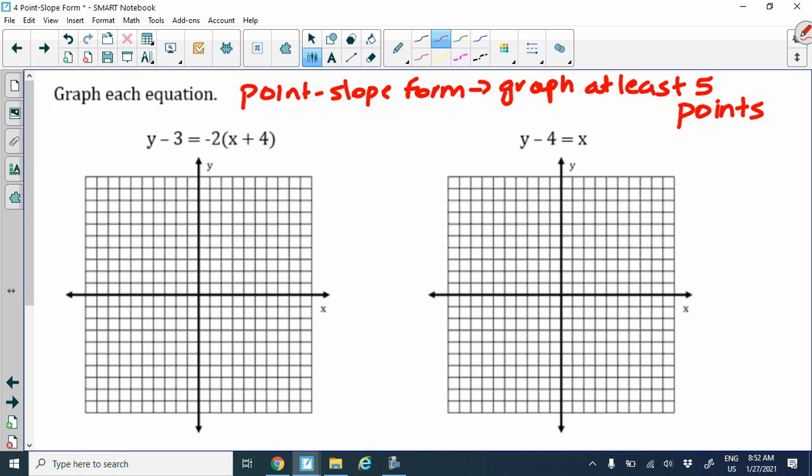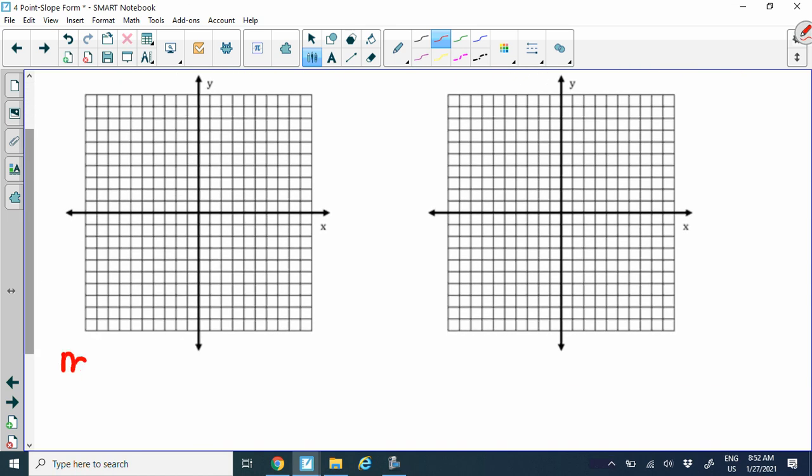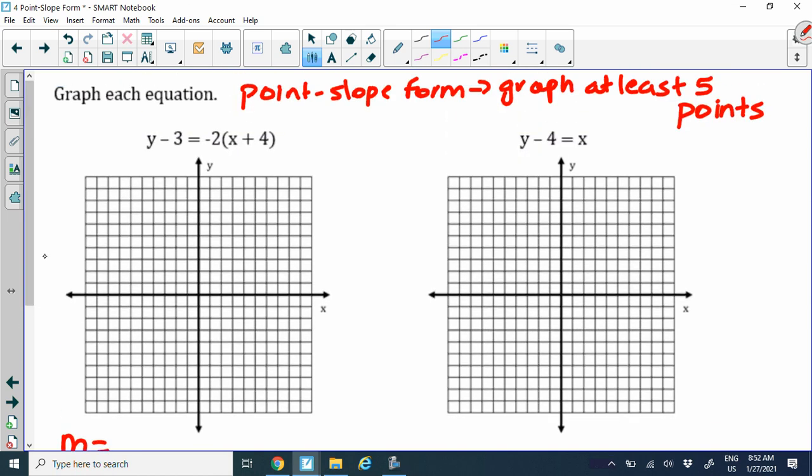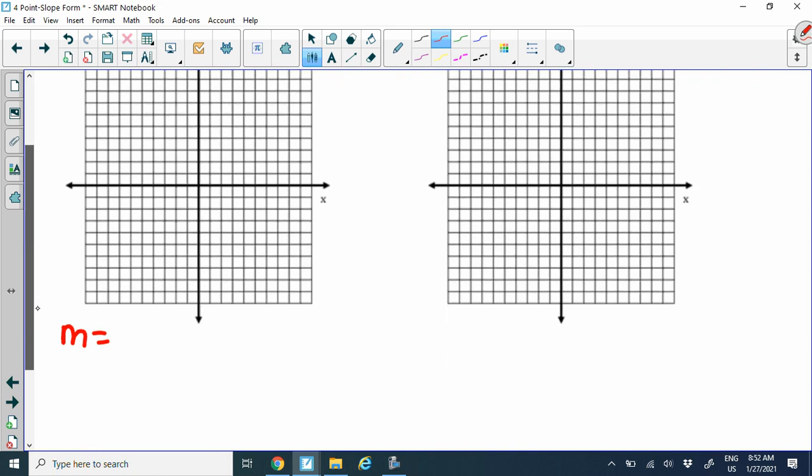Okay, so now let's go ahead and do our first one. We're going to have y minus 3 equals negative 2 times x plus 4. So let's identify the slope. So remember, point-slope form is y minus y sub 1 equals m times x minus x sub 1. So notice on this one, negative 2 is going to be our slope.